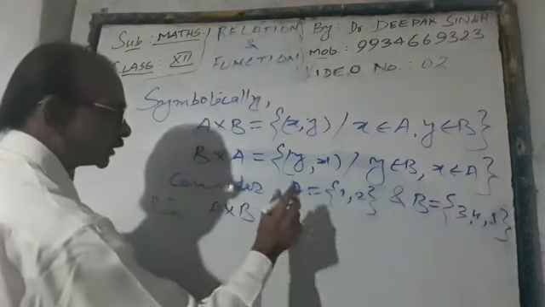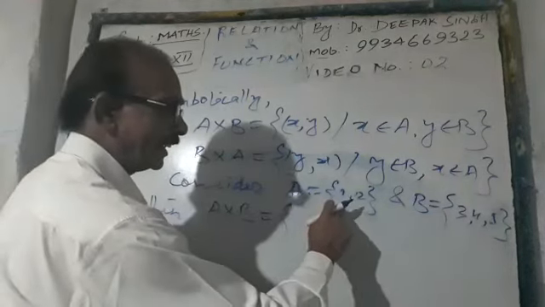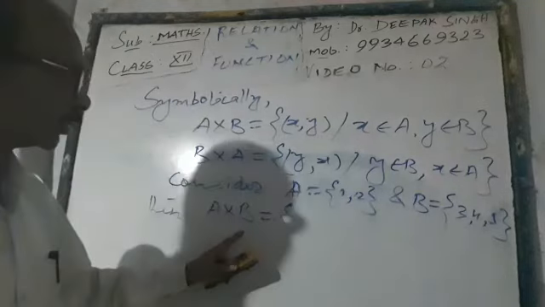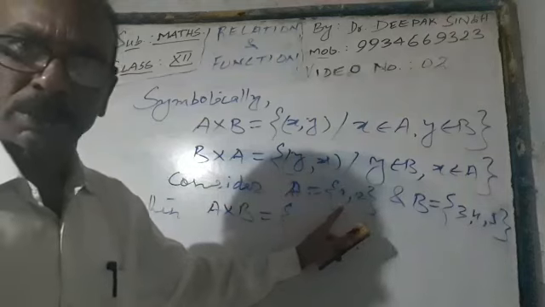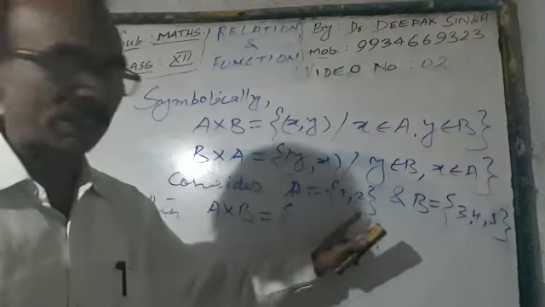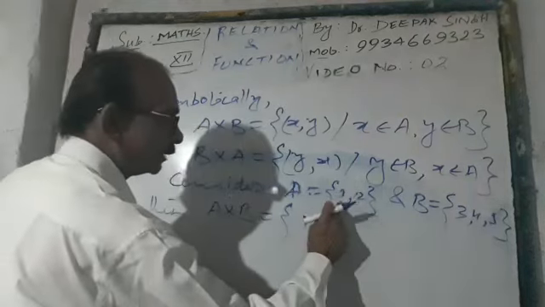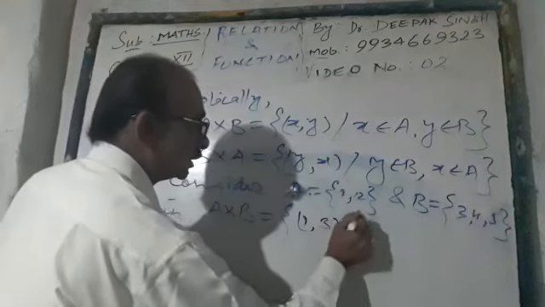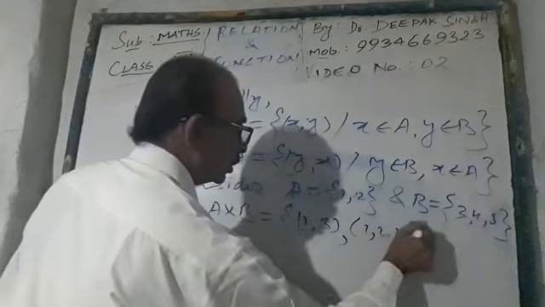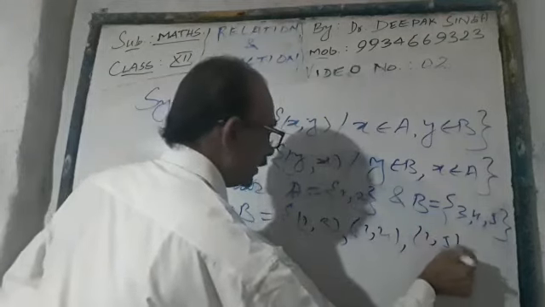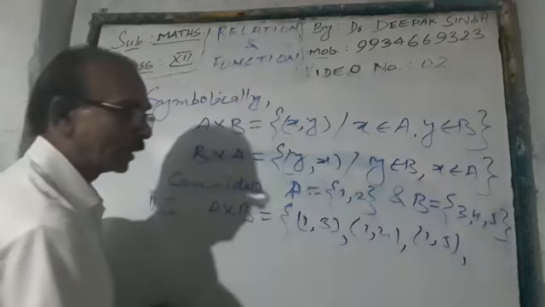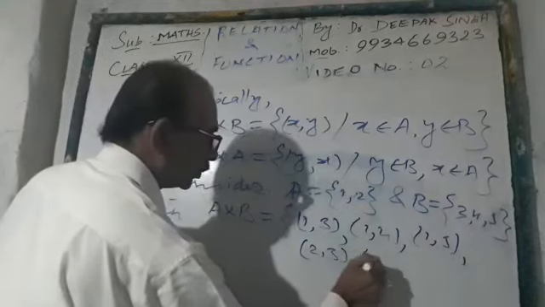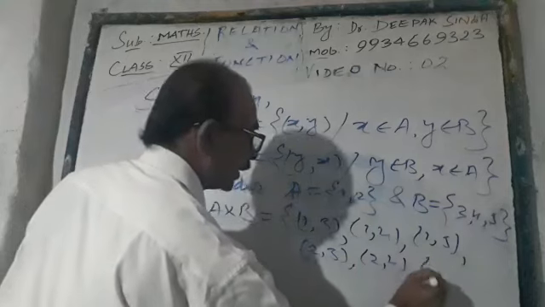Naturally, A cross B would be, just go on making pairs. We have 1 and 2 in A, whereas 3, 4 and 5 are in B. We have to write A cross B, so the first component should be chosen from set A. So 1 can make pairs with 3, 4 and 5, all. So this would be (1,3), (1,4), (1,5). And again 2 will be making pairs with the other elements of B, so that would be (2,3), (2,4) and (2,5).